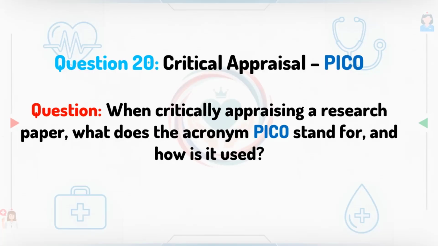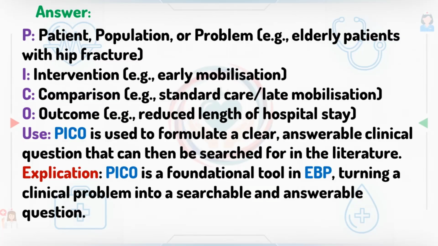Question 20. Critical appraisal, PICO. Question: when critically appraising a research paper, what does the acronym PICO stand for, and how is it used? P. Patient, population or problem, example, elderly patients with hip fracture. I. Intervention, example, early mobilization. C. Comparison, example, standard care or late mobilization. And O. Outcome, example, reduced length of hospital stay.